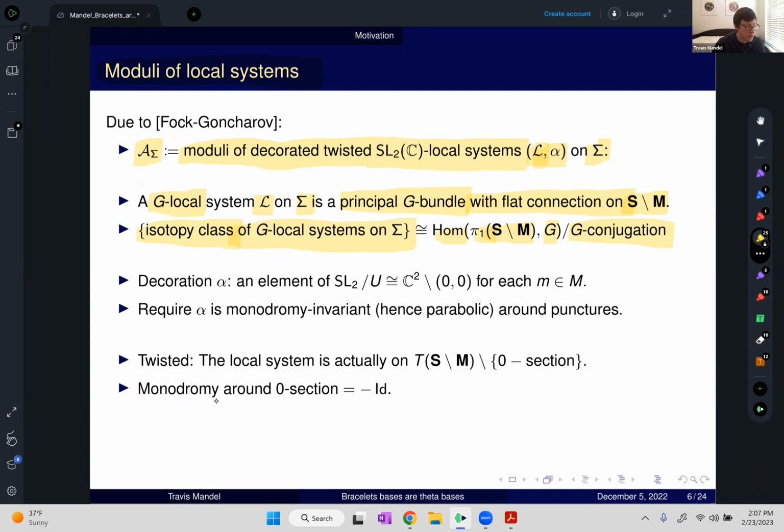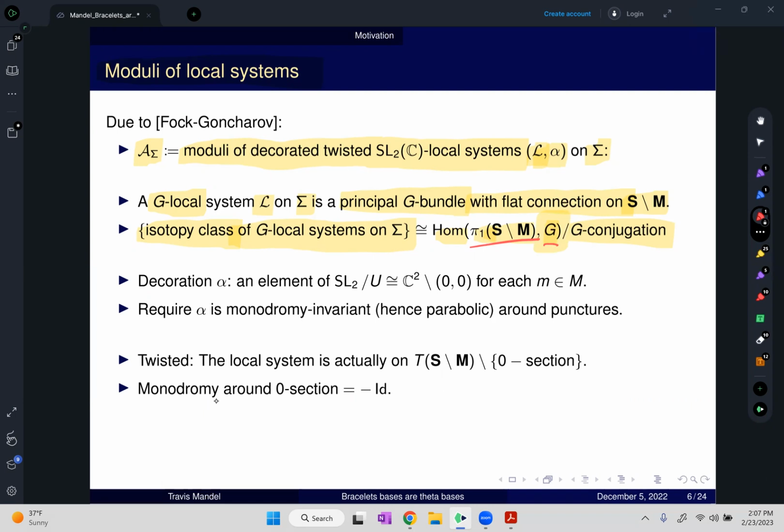The way this correspondence goes is, say you have a G local system on your surface. Then for any element in your fundamental group, you can look at the monodromy. Use your flat connection to find the monodromy around a curve representing that element in your fundamental group, and that will be an element of G. So that gives you a way to associate to anything in your fundamental group an element of G, and that element of G is determined up to conjugation.